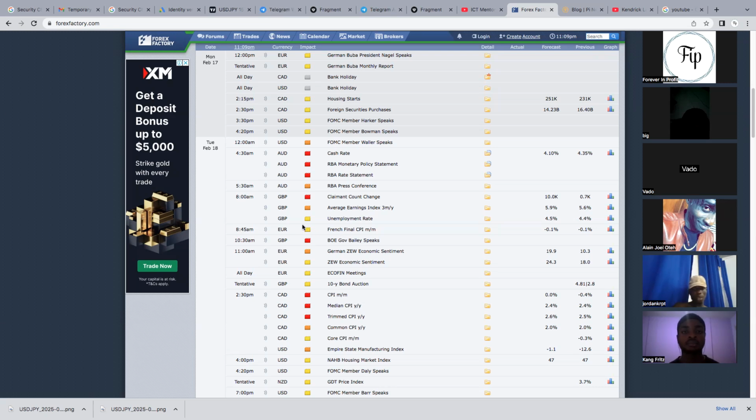8:45, there's Euro news, but it's a yellow folder. It wouldn't affect anything. 10:30 a.m., another red folder. 11, an orange folder would affect Euro USD. Now look at coming New York market opening, USD CAD, boom, steps in, red folder. That's how you know the economic news that will affect the market and the time.